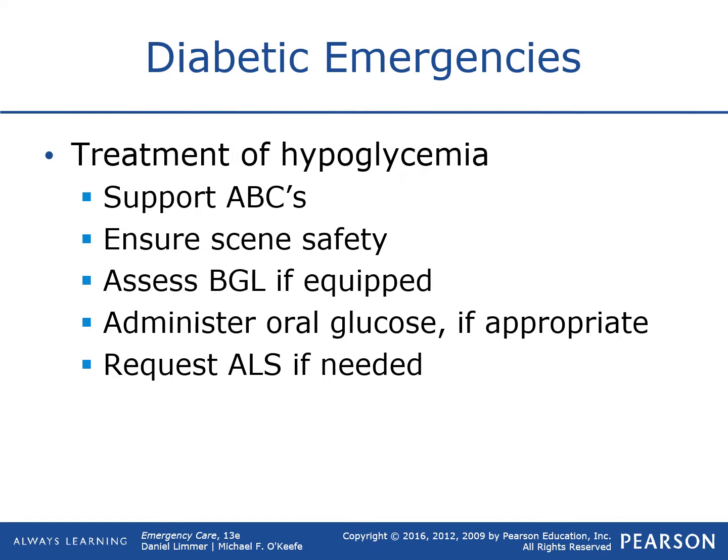Ensure you're seeing safety, because these patients who are altered can become violent very quick. If you have the ability to assess your blood sugar levels, please do it, because that will be a nice definitive way to find out that their sugar is low. If it's appropriate to the patient, administer oral glucose.